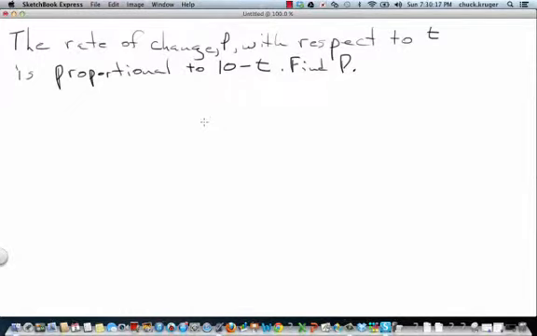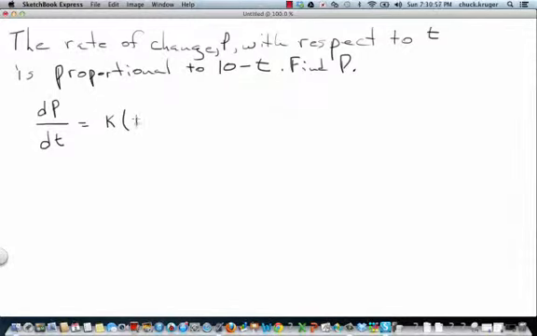We're continuing on the 6-2 notes, which is differential equations, focusing on growth and decay. And we've got a problem like this where it says the rate of change of p with respect to t. The way we write that: the rate of change goes in the numerator, and with respect to goes in the denominator. And it's proportional. That means there's some proportionality constant that we usually call k. And we're talking about a direct proportion here.